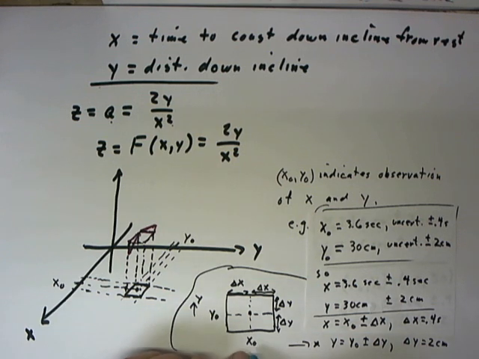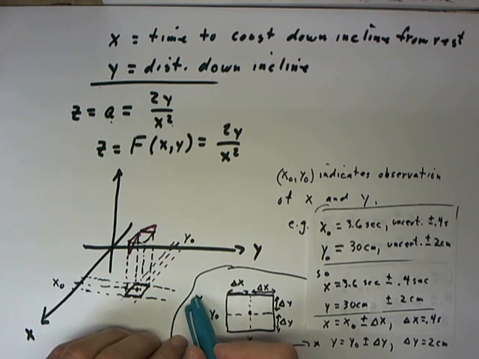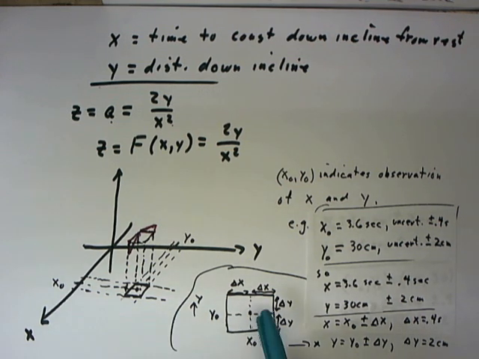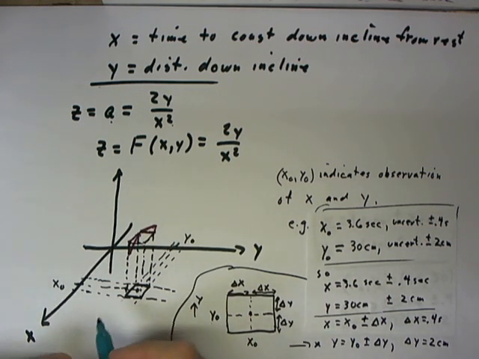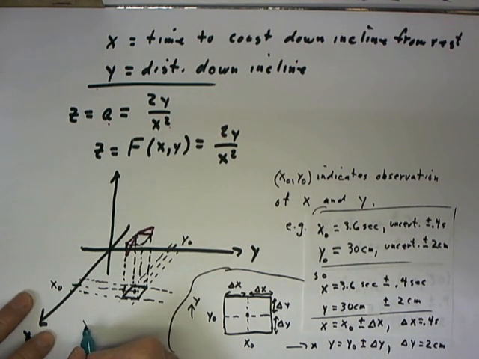This rectangle has, if x is in this direction, central coordinate x naught, and if y is in this direction, its central coordinate is y naught, and we have delta x and delta y on either side of x naught, delta y on either side of y naught, so that this region represents the inequality x naught minus delta x less than x less than x naught plus delta x, and y naught minus delta y less than y less than y naught plus delta y.